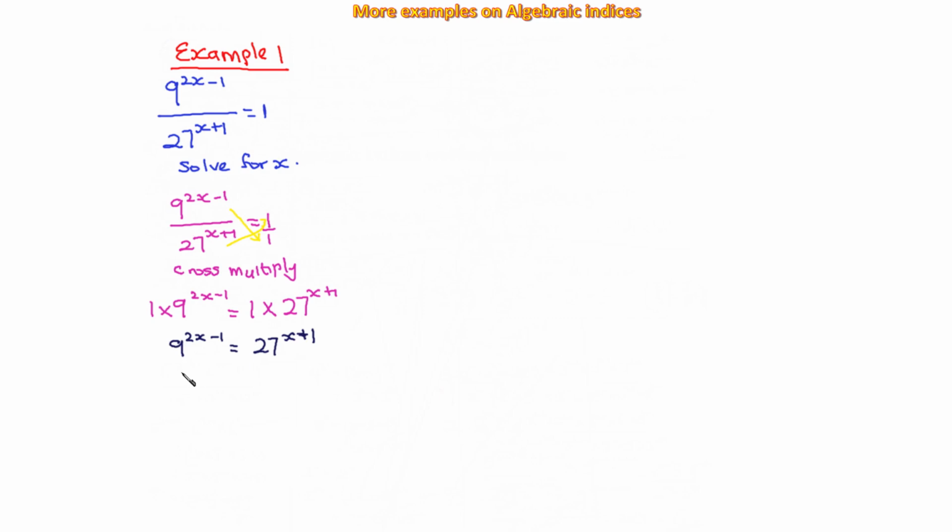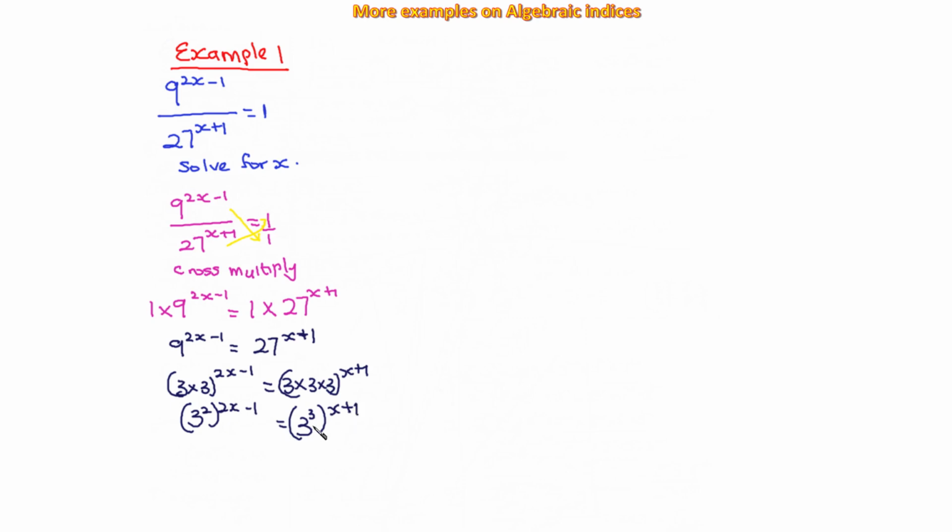How do we go about it? Find the factors of 9. What are the factors of 9? That will be 3 times 3. You bracket it, raised to the power 2x minus 1. Then the factors of 27 will be 3 times 3 times 3, raised to power x plus 1. Then this will give us 3 raised to power 2, all raised to 2x minus 1, and 3 raised to power 3, all raised to x plus 1.